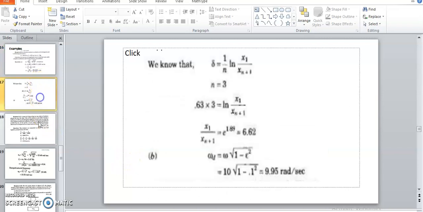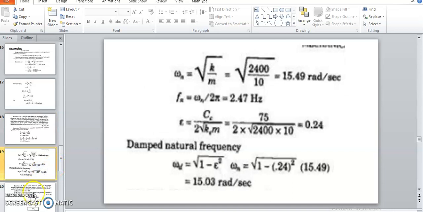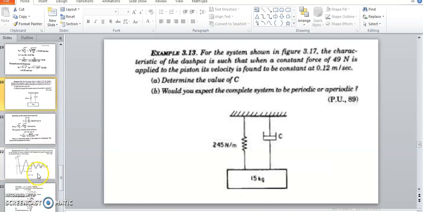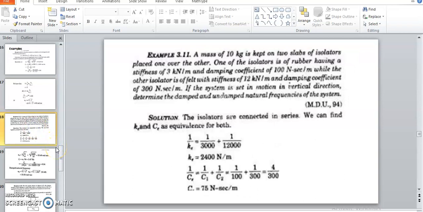These are some numericals based on this logarithmic decrement. This is another example, and this is a third example. There are 3-4 examples we consider here. This is the second example.